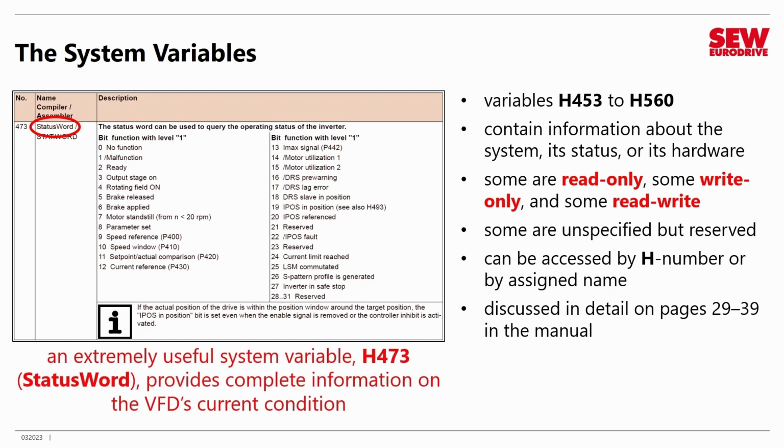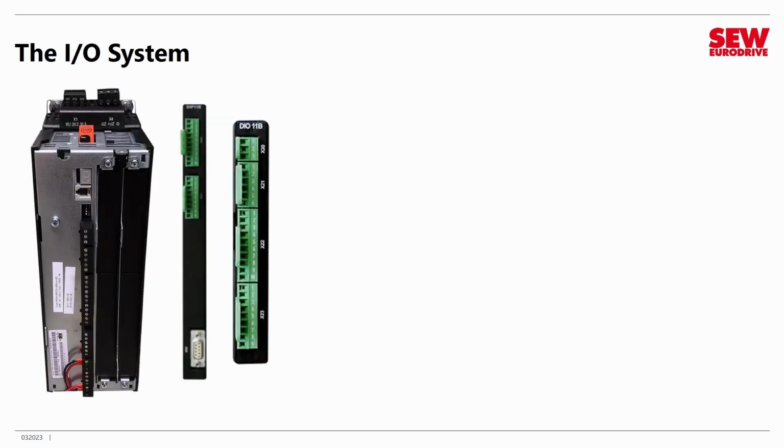Here's an extremely useful one, though. Status word H473. It provides a complete picture of the VFD's current condition. And you notice it's got individual bits in there that are changing to tell you different things. Like it's telling you if the brake is applied or released, if the motor's moving, the magnetic field is rotating, if the drive is referenced. There are just all kinds of handy little bits in there to tell you what's going on. We will be using this variable a lot in programs because you need to know what's going on inside the VFD.